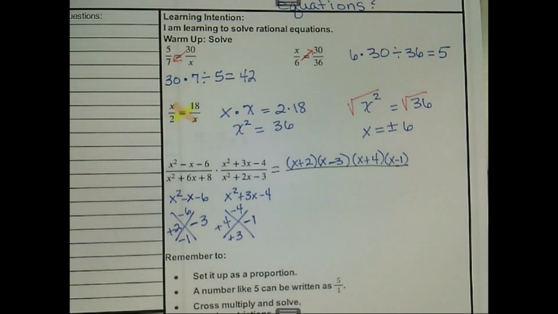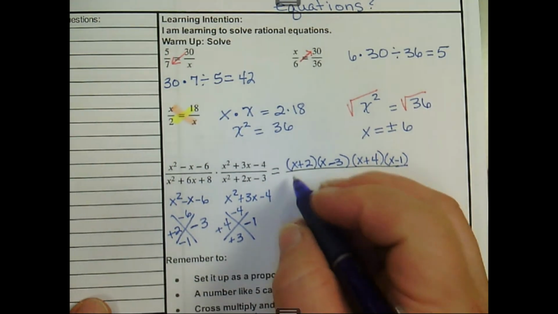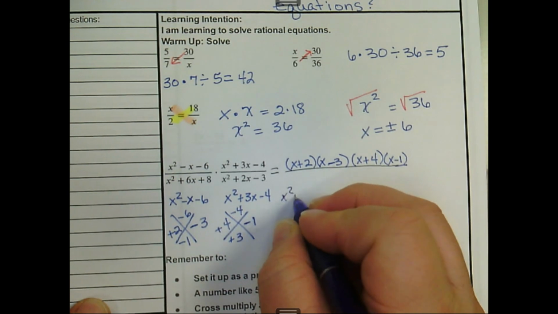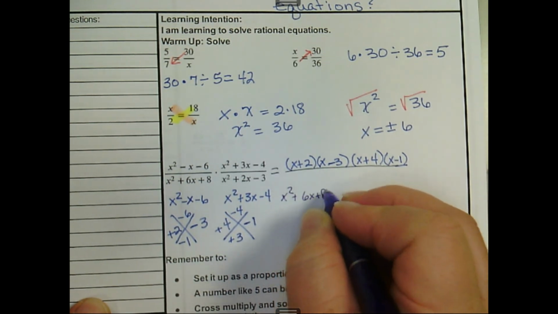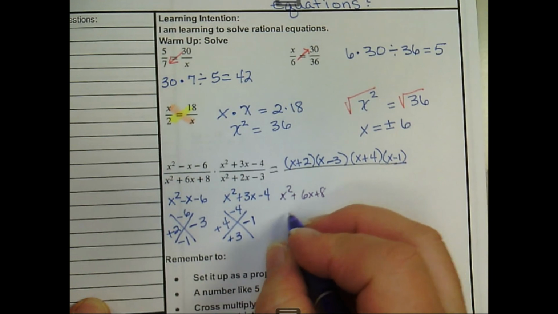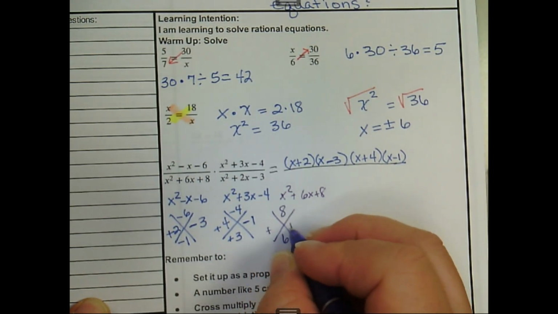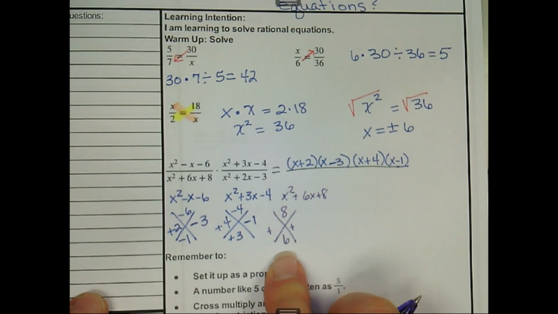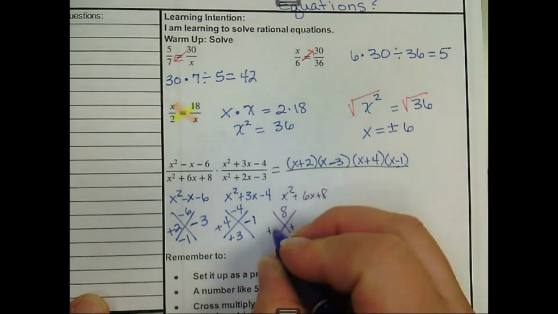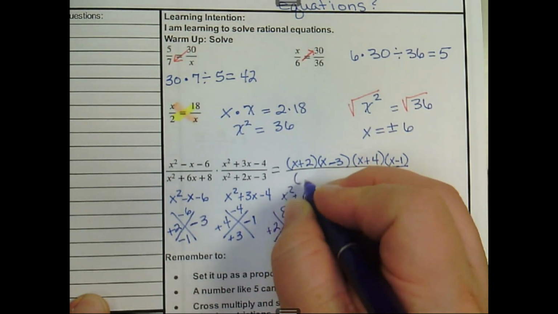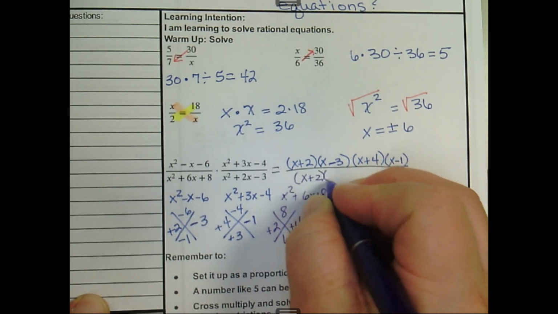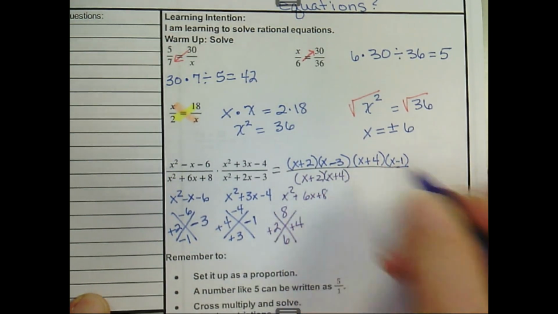What about what's on the bottom? Well, it's the same idea. And we're looking for factors of 8 that add up to 6. Both of them are positive. So factors of 8 that add up to 6. Okay, 1 times 8 is 8. 8 plus 1 is not 6. 2 times 4 is 8. 2 plus 4 is 6. We're done with the first one.